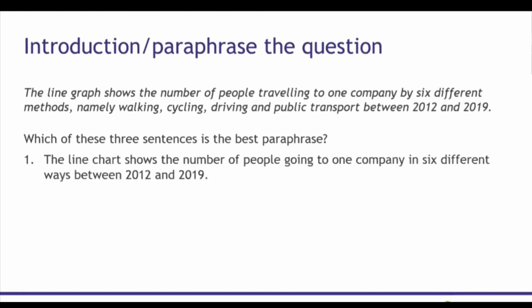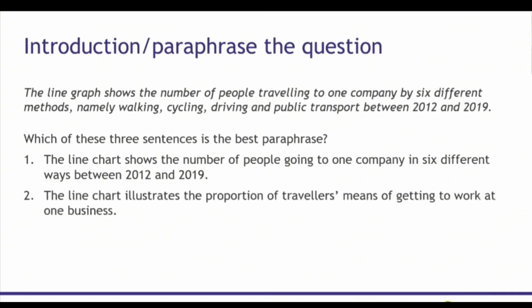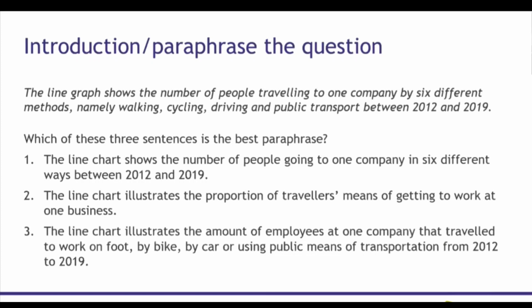Number 1, the line chart shows the number of people going to one company in 6 different ways between 2012 and 2019. Number 2, the line chart illustrates the proportion of travellers' means of getting to work at one business. And number 3, the line chart illustrates the amount of employees at one company that travel to work on foot, by bike, by car, or using public means of transportation from 2012 to 2019.